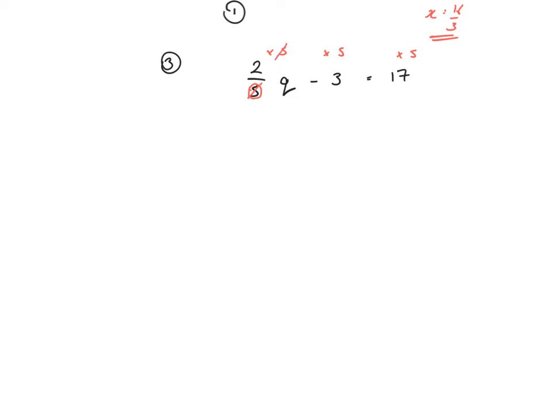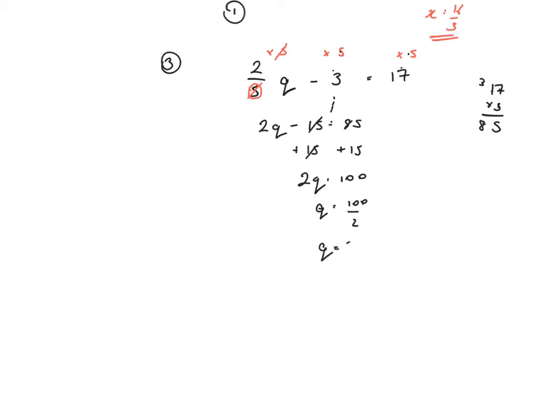Okay, the divide by 5 and times 5 cancel out, and that'll leave me with 2q. 3 5s are 15, and then I need to do 17 times 5, so I'm just going to go to the side and do that. 5 times 7 is 35, carry the 3, 5 times 1 is 5, plus 3 is 8, 85. I'm then going to get rid of that minus 15 by adding 15 to both sides. And that will give me 2q equals 85 plus 15, which is 100. q equals 100 over 2, and q is equal to 50.